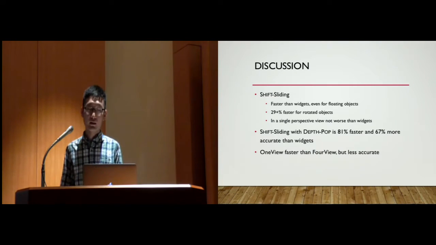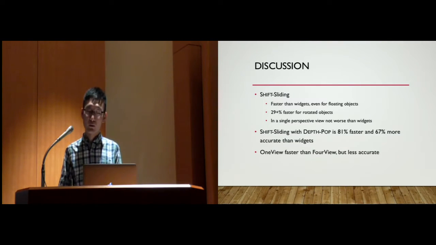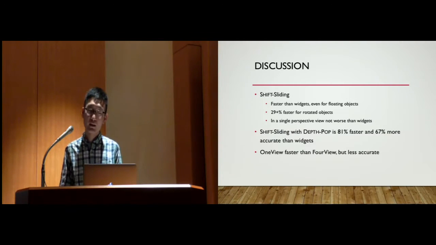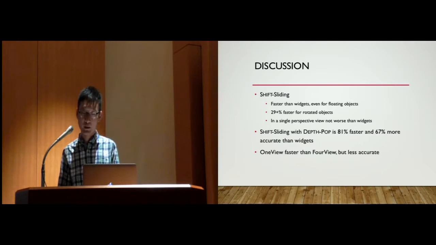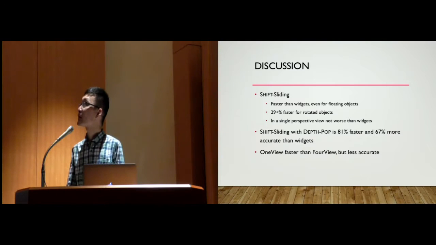So here's some more discussion about the results. Shift sliding is faster than 3D widgets even for floating objects. And shift sliding is at least 29% faster for rotated objects. And in a single perspective view, shift sliding is never worse than 3D widgets.